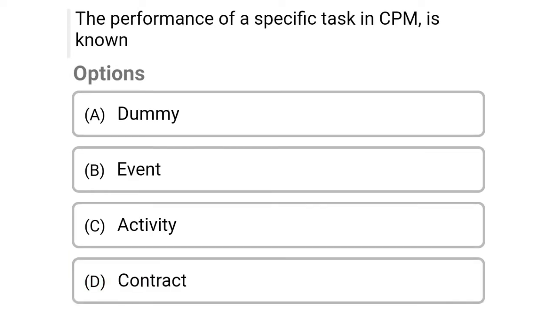So next question, the performance of specific task in CPM is known as option A, dummy activity. Option B, event. Option C, activity. Option D, contract. So the correct answer is option C, activity.